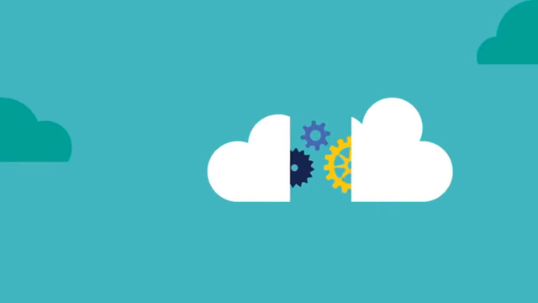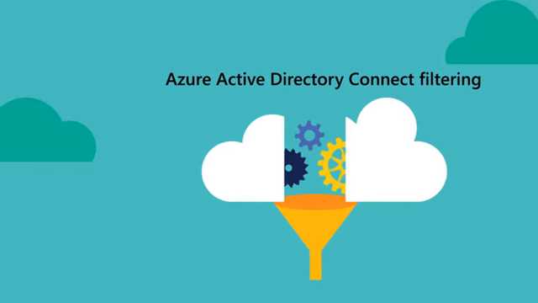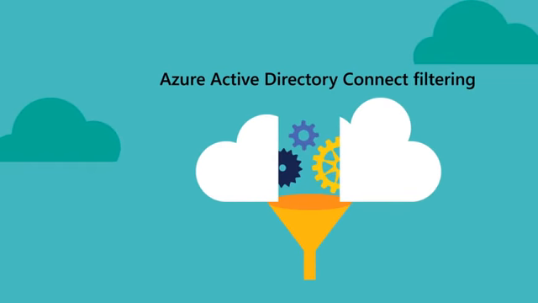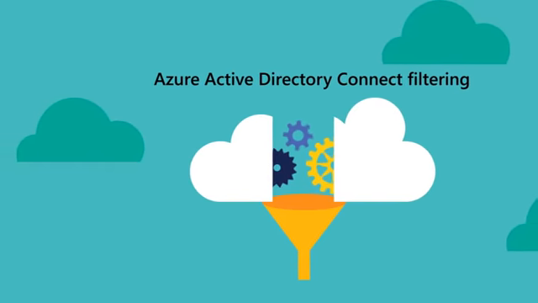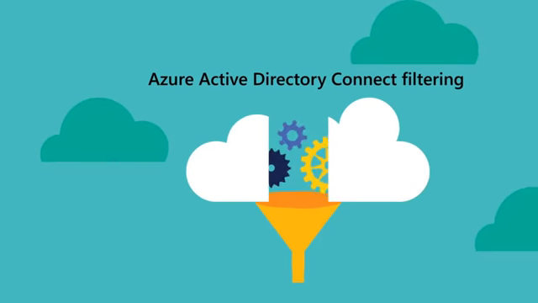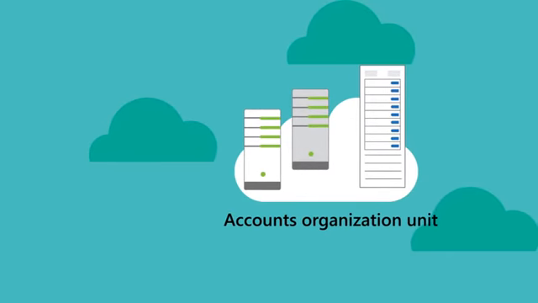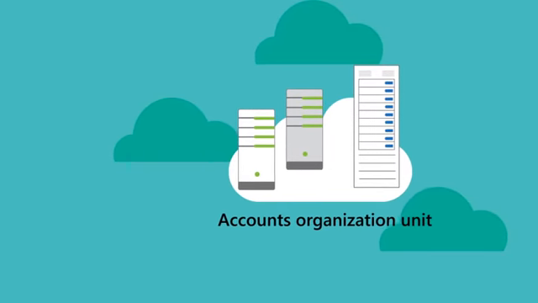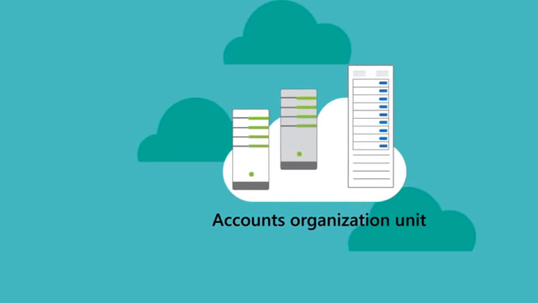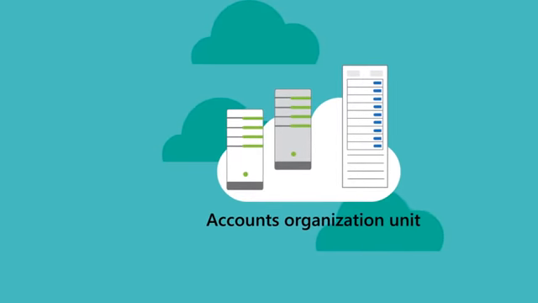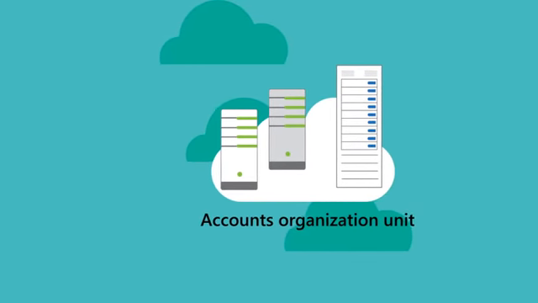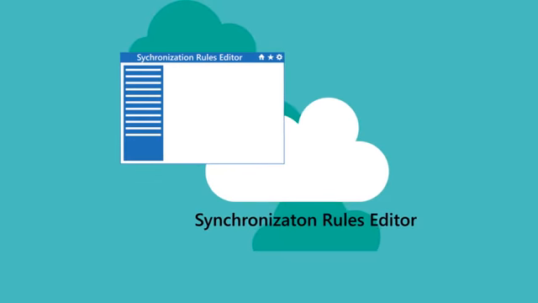Wondering what's next? Here you go. You'll configure Azure Active Directory Connect filtering. Then, using the Synchronization Service Manager, you'll select the Accounts Organization Unit, or Accounts OU, as the container for directory sync. After that, you'll configure attribute-based filtering of AAD Connect. And you'll use the Synchronization Rules Editor to create a new rule for filtering.